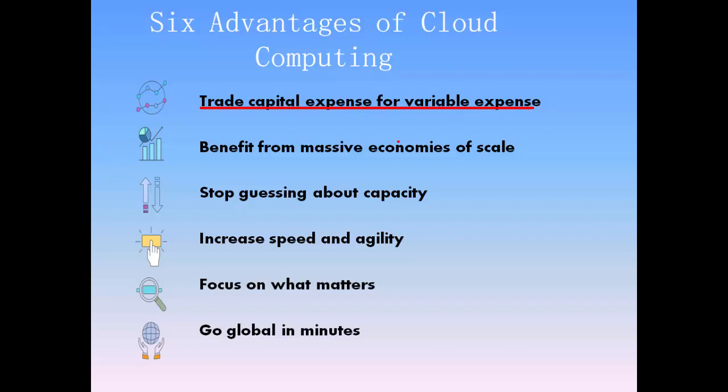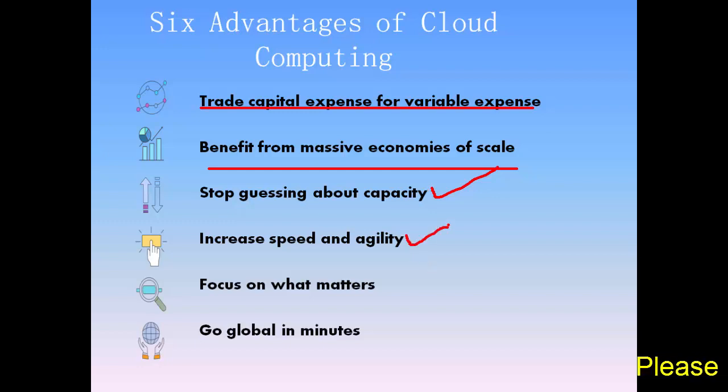Trade capital expense for variable expense. Benefit from massive economies of scale. Stop guessing about capacity. Suppose you set up your own data center, then you need to guess, okay, for this particular application, for this particular platform, I require this many servers of this capacity, this storage. You need to guess, and maybe the actual requirement can be different when you implement that application. So you need to worry about that. If suddenly you feel when working on the cloud, you can immediately take more resources or reduce the resource capacity.